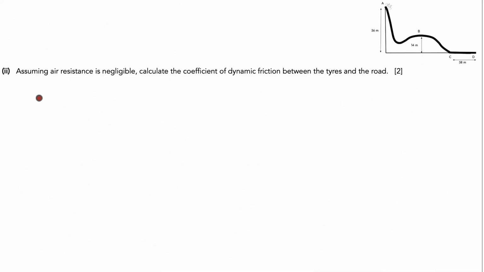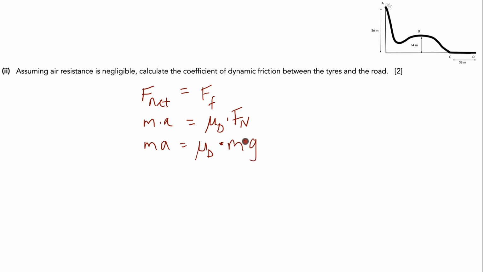Assuming air resistance is negligible, calculate the coefficient of dynamic friction. Well, if we don't have any air resistance, that means that the net force acting on the cyclist is just the force due to friction. So mass times acceleration, and the force of friction is going to be the coefficient of dynamic friction times the normal force. And in this case, we're traveling flat against the road, so that means the normal force is just going to be equal to m times g, and my mass is going to cancel out.